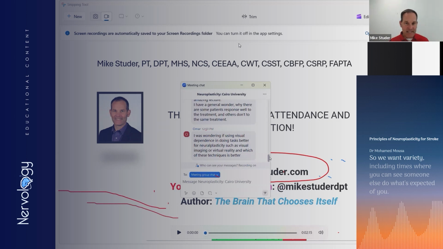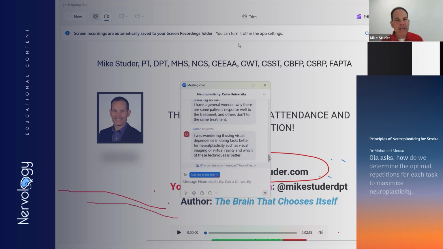So we want variety, including times where you can see someone else do what's expected of you, time where you can quietly do mental imagery or visualization. Variety is best. And the nice thing is, much of what you suggest can be done outside of therapy with visualization. Okay, we have time for a couple more questions.